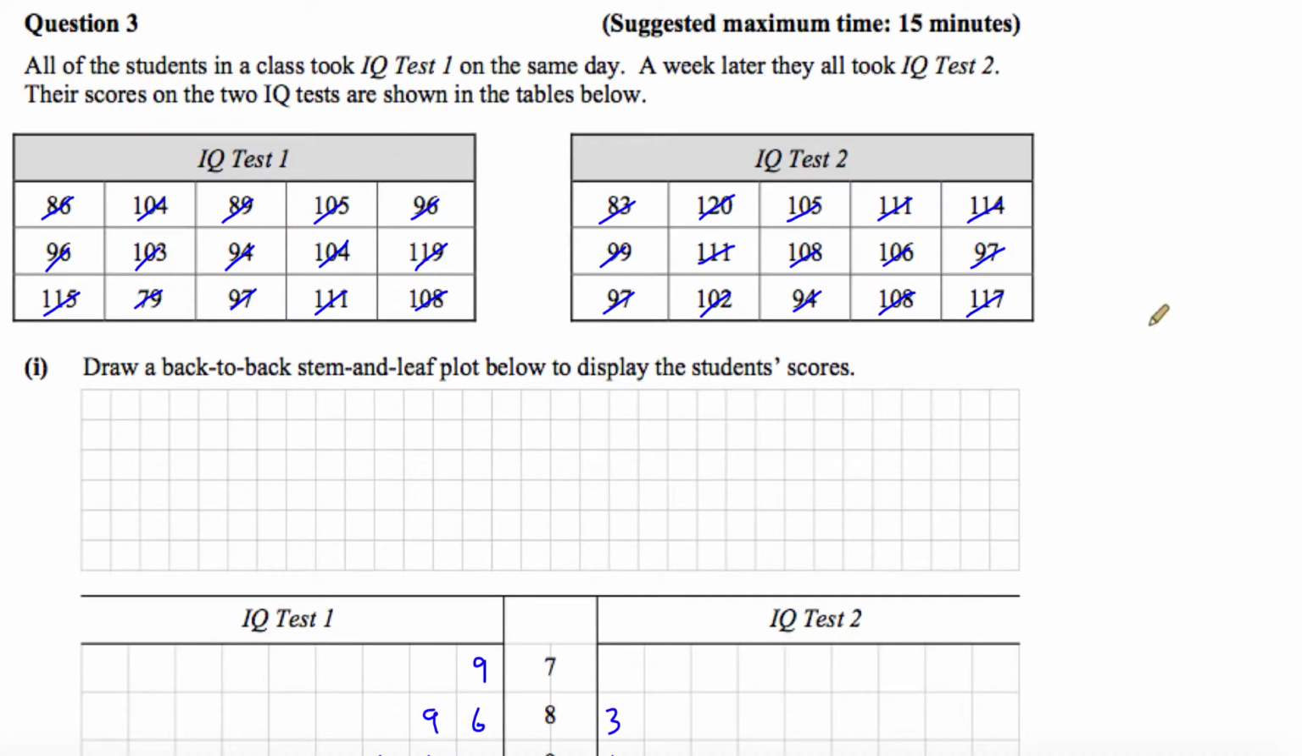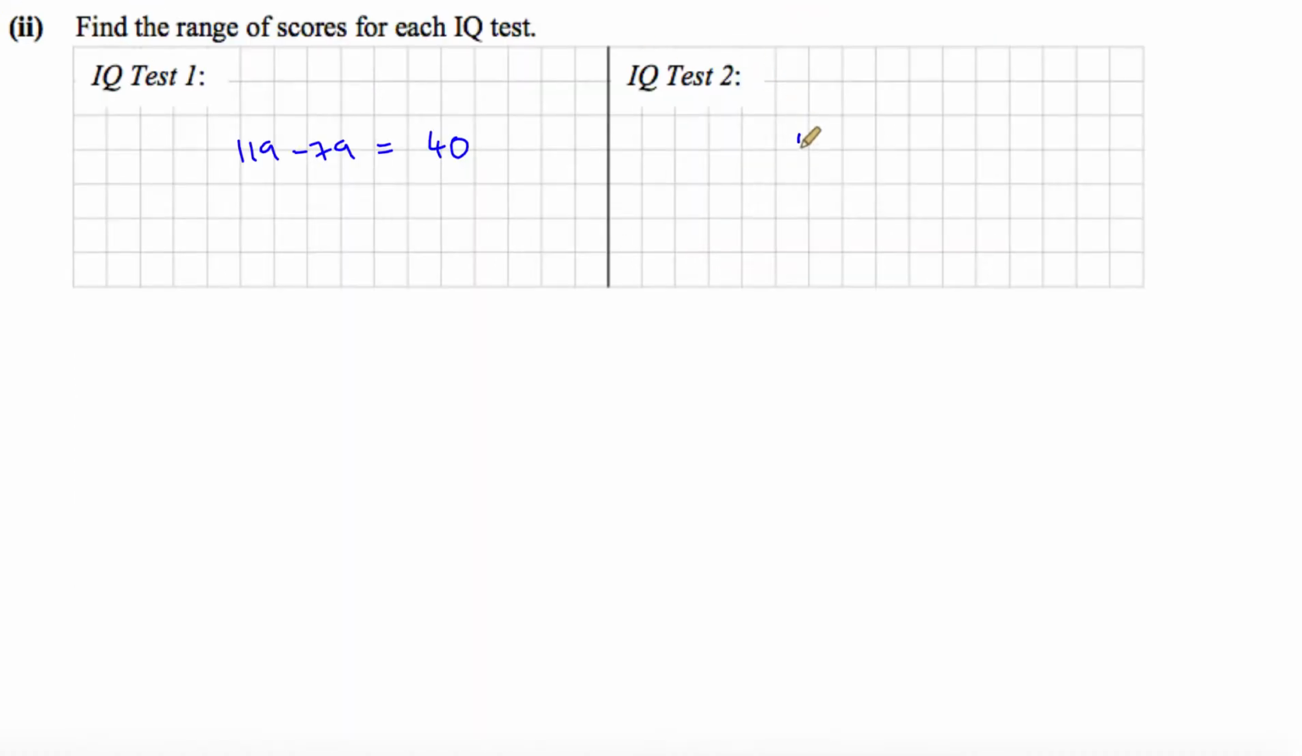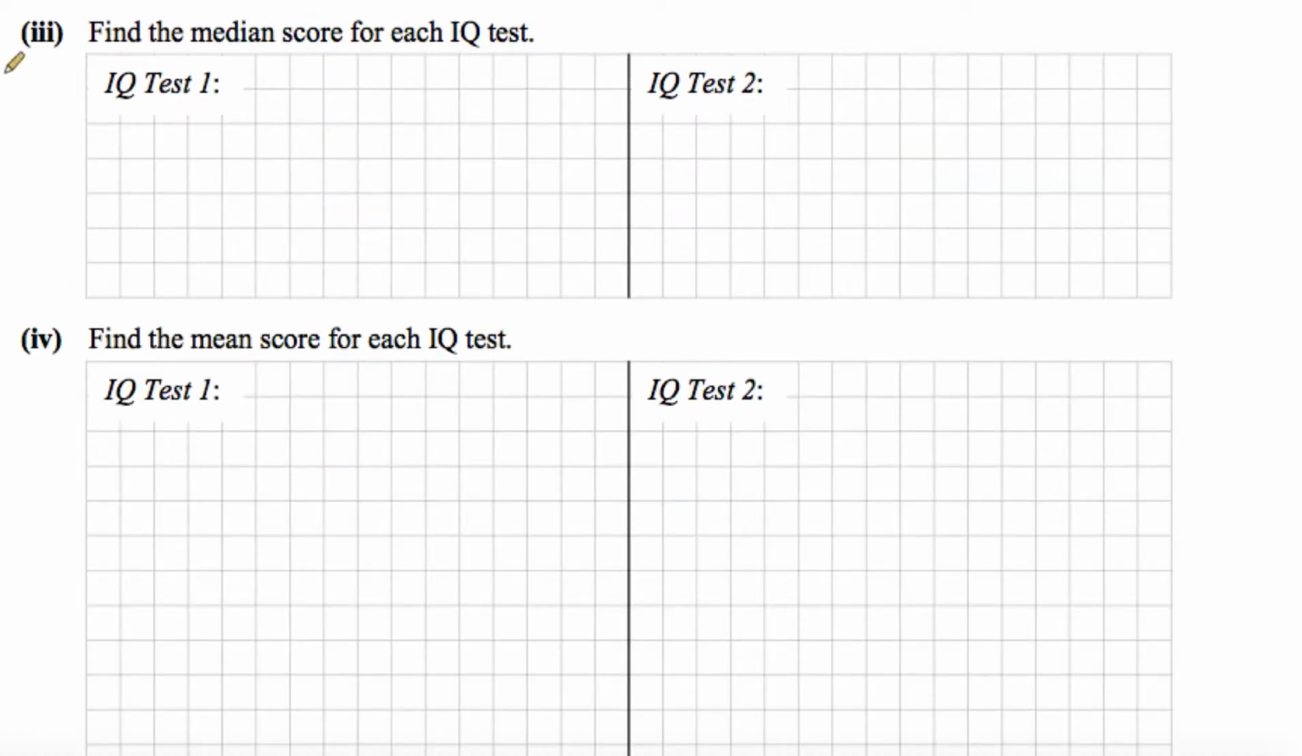And then for IQ Test 2, we had 120 minus 83, and that gives me 37. So the range is slightly bigger for IQ test 1, the range being the spread. That's how spread out the values are from biggest to smallest.